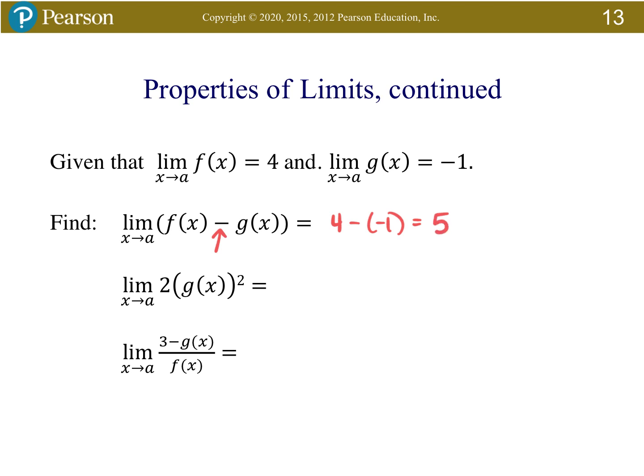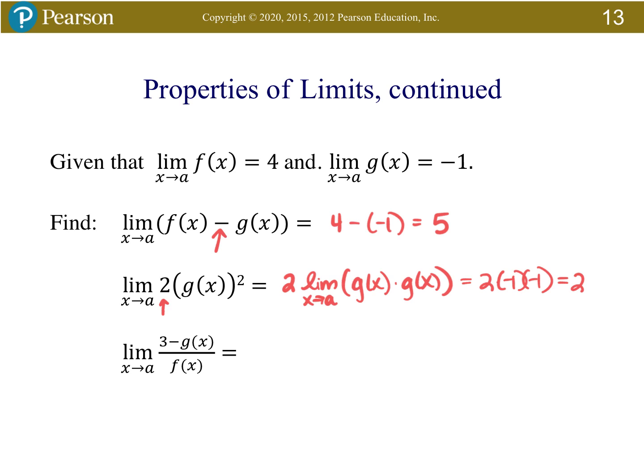The next question, you've got a scalar multiplication. So the 2 can come out to the front. That's legal. And then are we allowed to square things? Well, squaring is just multiplying something by itself. And products are legal. And so we'll have 2 times -1 times -1. So 2 as our result.